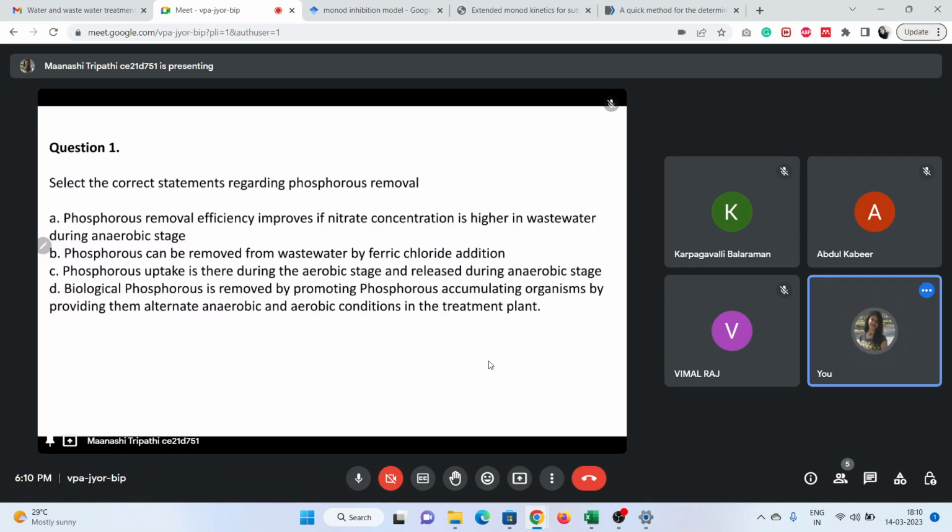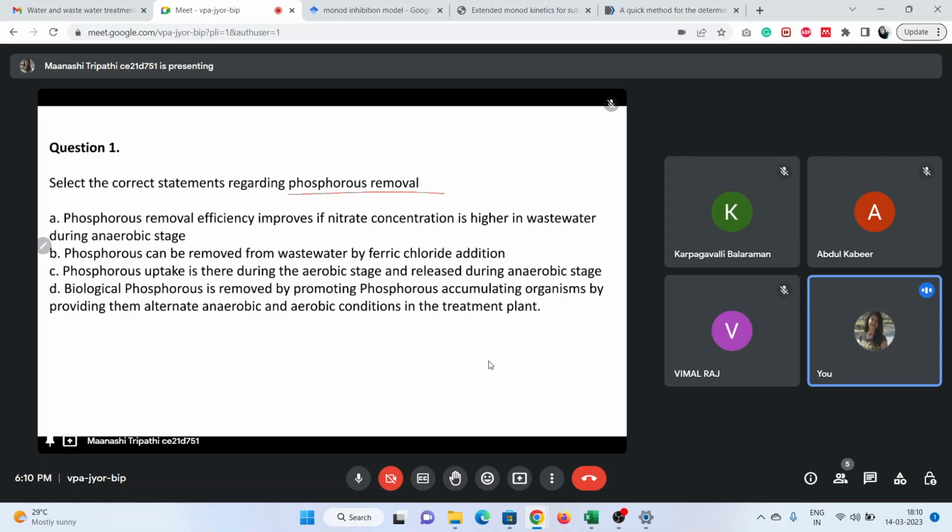So the first question is, select the correct statement regarding phosphorus removal. This week was mostly about tertiary treatment. These types of treatments are not required when we deal with basic things. Tertiary treatments are required when we go for advanced treatment or a specific reuse application. Based upon the reuse application, we design the tertiary treatment. Phosphorus removal is one such tertiary treatment. So what are the correct statements regarding phosphorus removal?